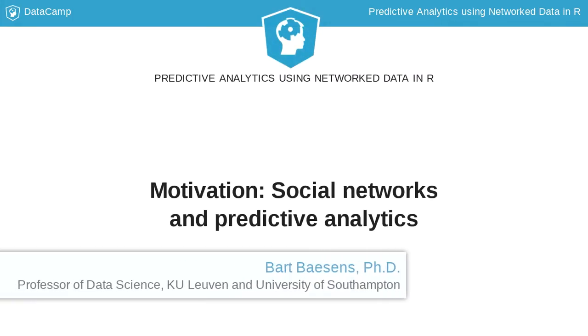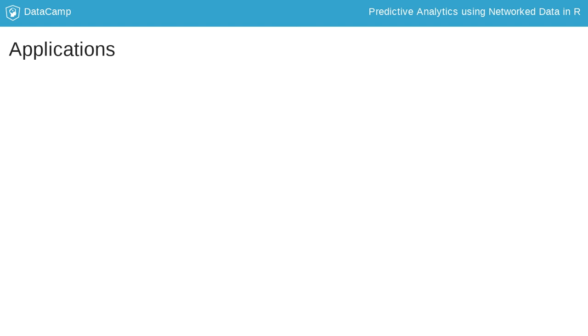Welcome to this DataCamp course on predictive analytics using network data in R. You will learn about specific social networks, called labeled networks, and how to use the network structure to predict labels of unknown nodes. Many social networks have labeled nodes. Think about gender and age, for example.